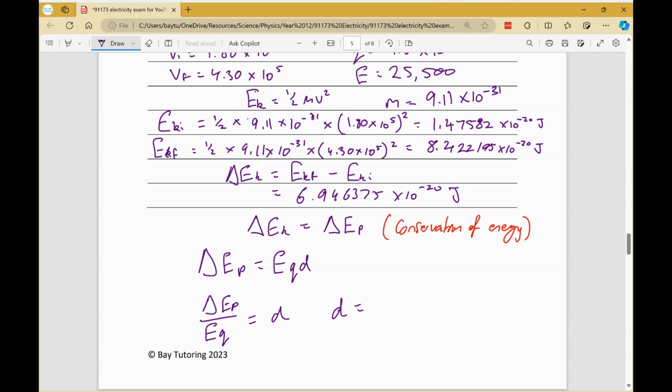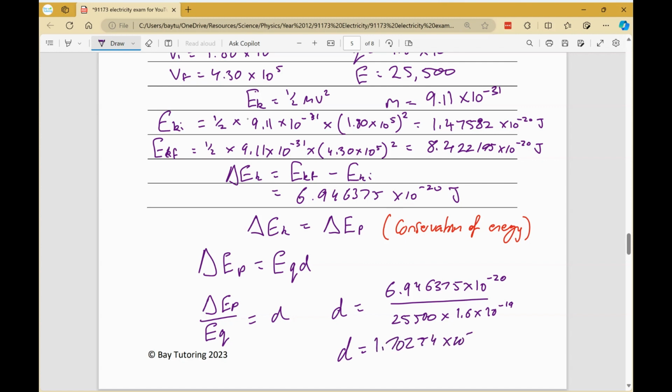So the change in EP is the change in EK, which is 6.946375 times 10 to the negative 20. Electric field strength is 25,500. And the charge on the electron is 1.6 or negative 1.6 times 10 to the power of negative 19. The negative is not important here. So that comes out at 1.70254 times 10 to the negative 5. If you used a negative for the charge on the electron, this would just come out negative. Doesn't mean an awful lot. The distance is still, it would just be negative 1.7 instead of positive 1.7. We'll round that and we'll go 1.70 times 10 to the negative 5.